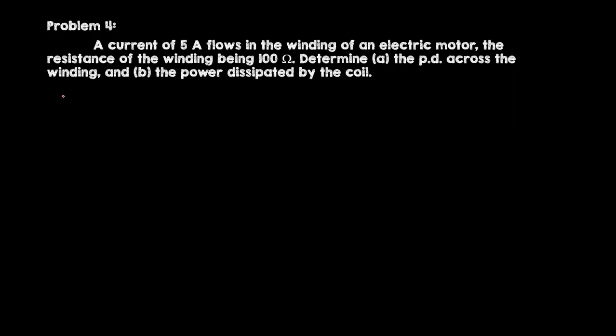What are the givens? We have I of 5 amperes and resistance of 100 ohms. We are looking for A, PD or the voltage, and for letter B, we are looking for the power dissipated. So let's start letter A.